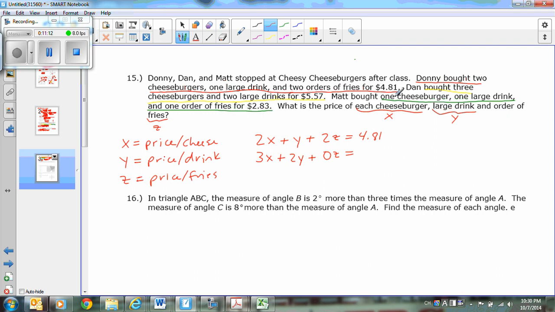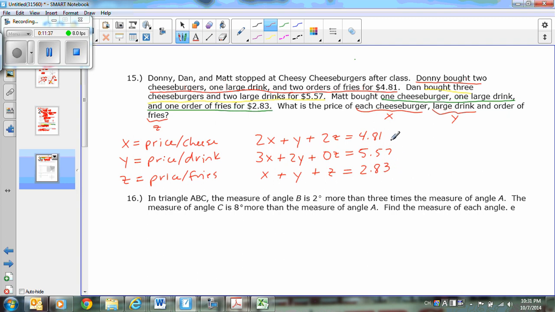And then Dan spent a total of $5.57. All right, let's take a look at the third equation that's underlined in green. Matt bought 1 cheeseburger, so that would be x times 1, plus he bought 1 large drink, and he also bought 1 order of fries, and he spent a total of $2.83.